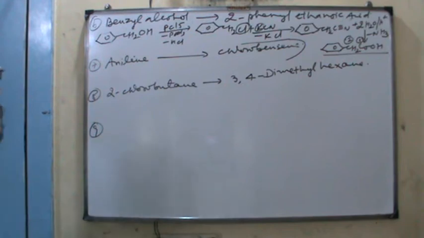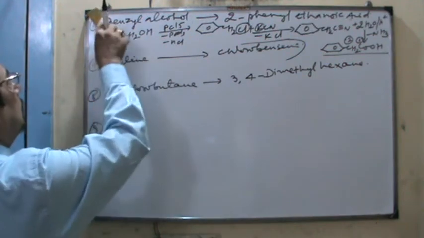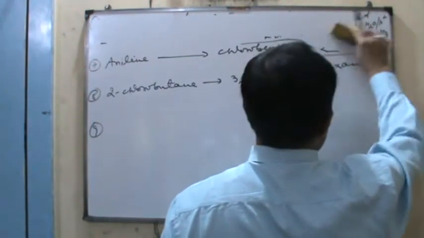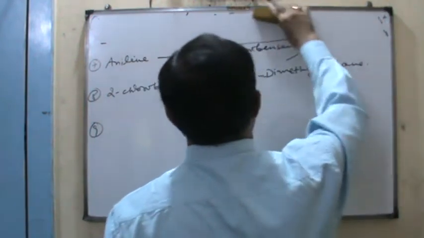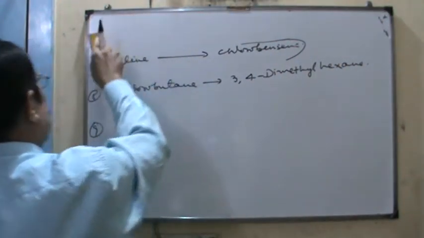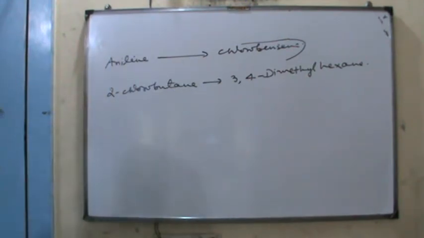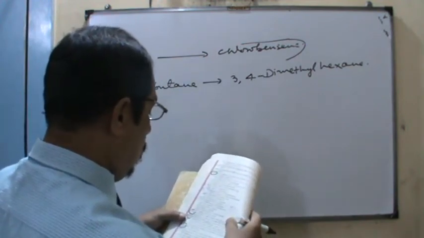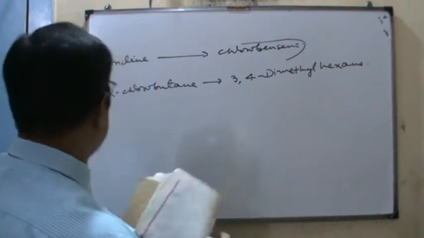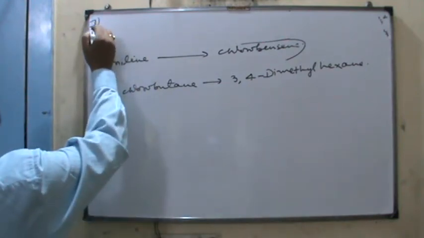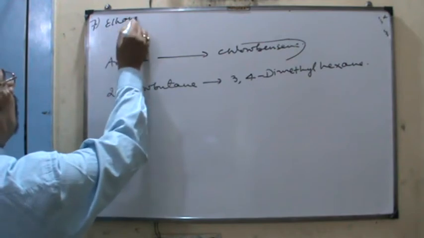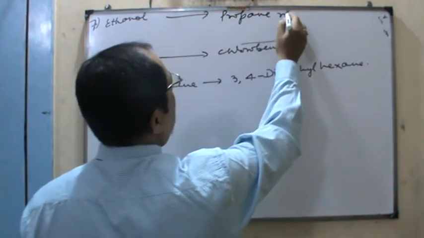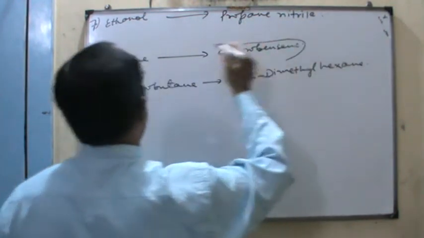Now the next question is ethanol to propane nitrile. It is the question number 7. Ethanol to propane nitrile. Further you go the same way.